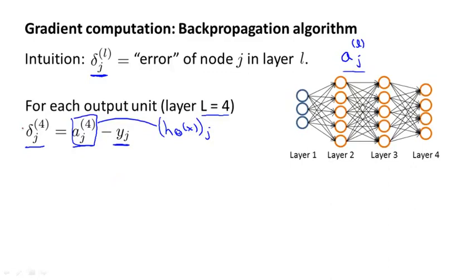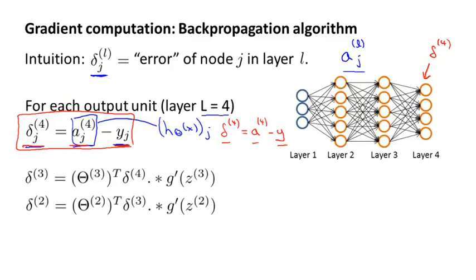And by the way, if you think of delta, a and y as vectors, then you can also come up with a vectorized implementation of it, which is just delta 4 gets set as a4 minus y, where each of these, delta 4, a4, and y, is a vector whose dimension is equal to the number of output units in our network. So we've now computed the error terms delta 4 for our network. What we do next is compute the delta terms for the earlier layers in our network.